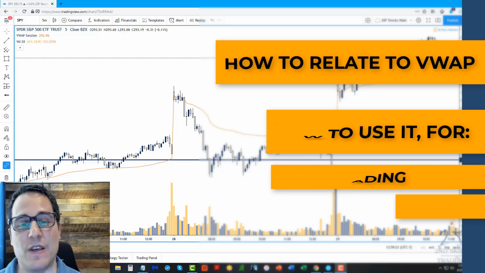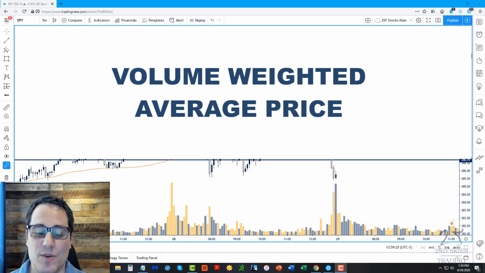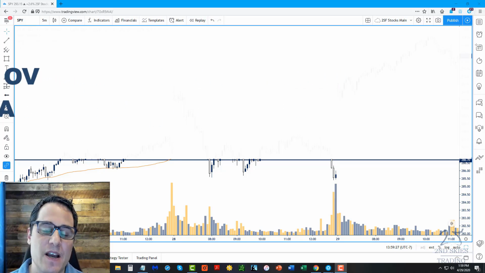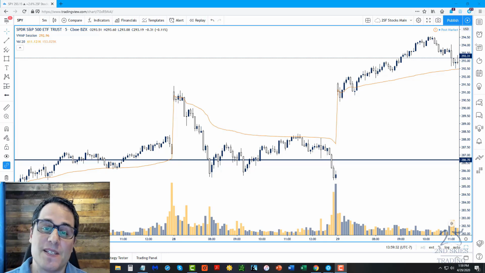So what is VWAP? VWAP stands for volume weighted average price. It's an indicator that is taking the order flow data in terms of volume and time and sales at a particular price, and then averaging that out based on all the stock orders and all the volume flows and shares being traded at a particular price.